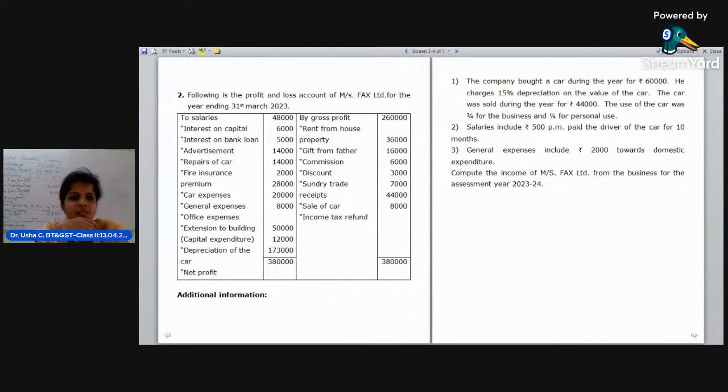Okay, look into this problem. Following is a profit and loss account of Measures Facts Limited for the year ending 31st March 2023. They have given this information.